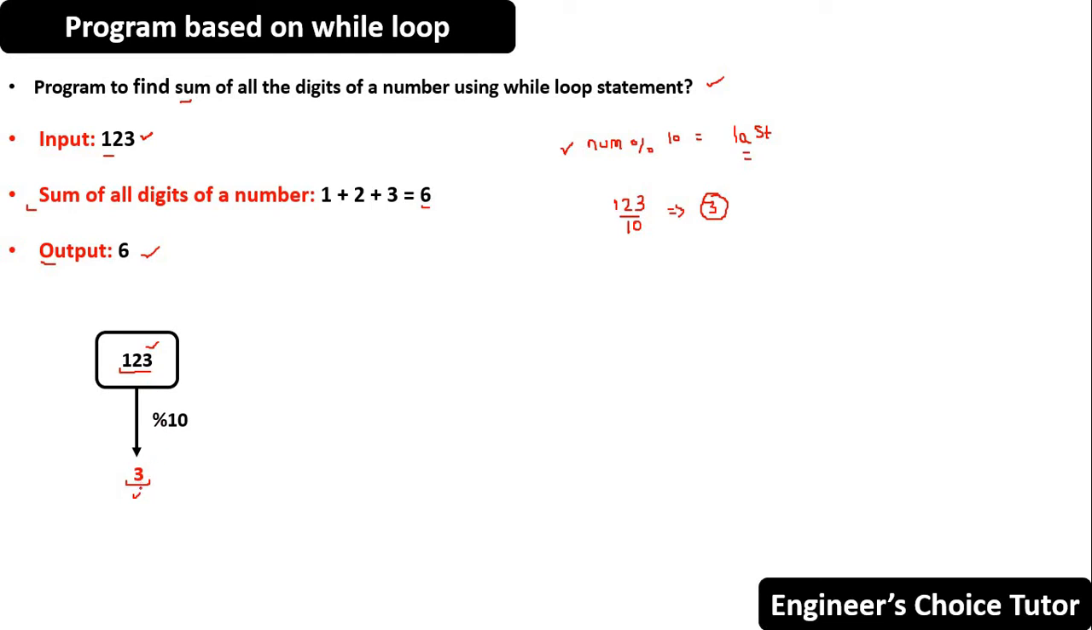Now if I perform 123 divided by 10, then what will happen? It will remove the last digit of the number, and the number will become 12. Because if you divide 123 by 10, you get 12.3, right? But both are int, so int divided by int gives int type. It will only take this part and the decimal part will be discarded. So you will get 12 as the new number. I hope this much is clear to you.